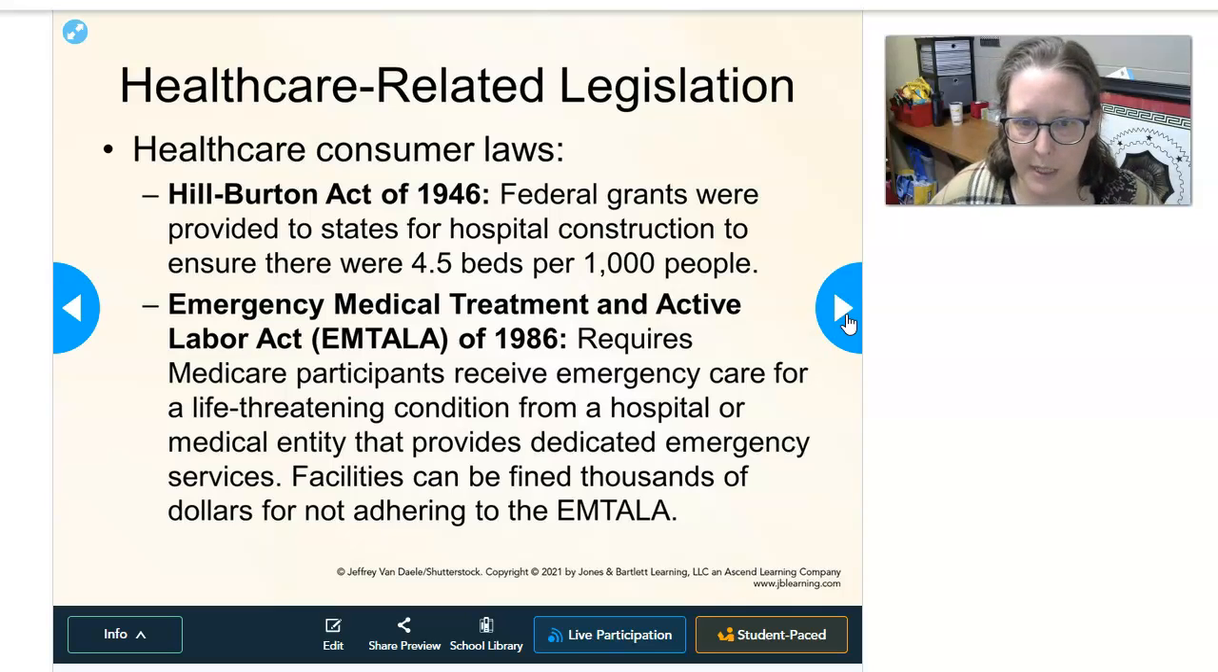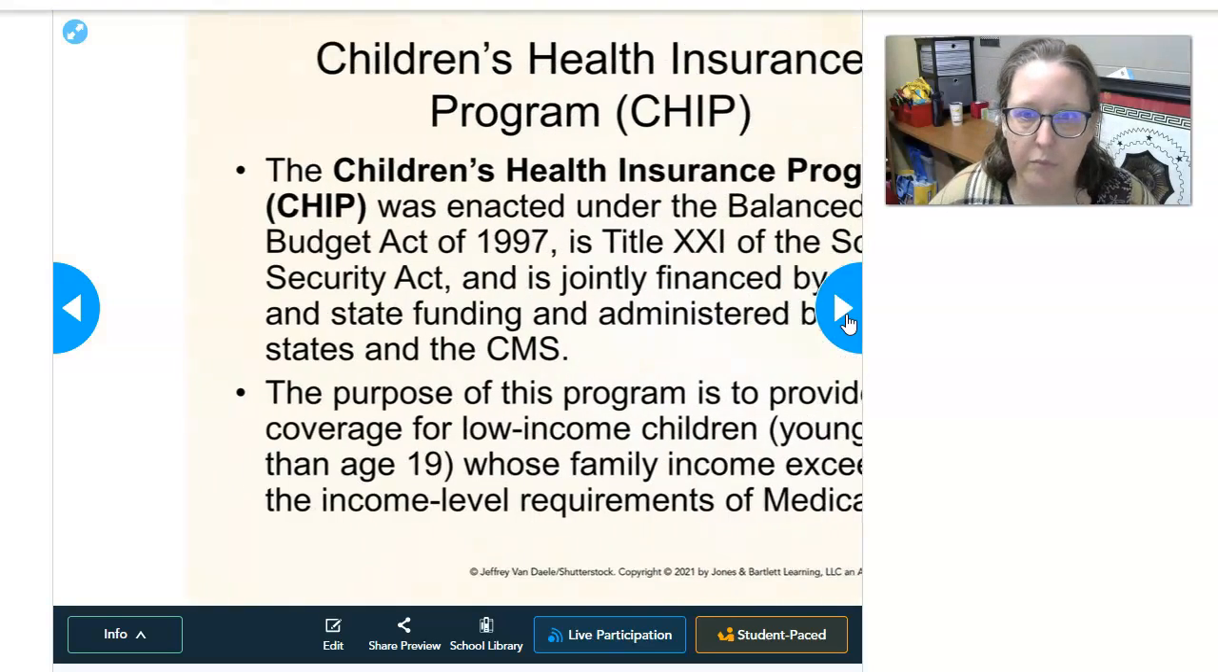Then we have the EMTALA Act of 1986. It requires that Medicare participants receive emergency care for a life-threatening condition from a hospital or medical entity that provides dedicated emergency services. Facilities can be fined thousands of dollars for not adhering to the EMTALA. So they cannot refuse treatment to patients that are in an emergency situation or in active labor.